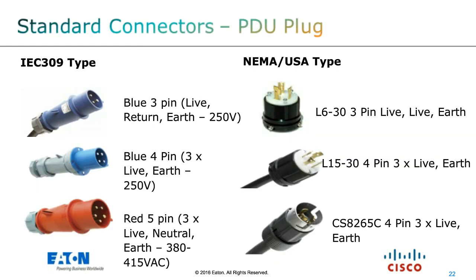All right, now some of the pretty standard connectors that you'll see. We've got a 3-pin, which is going to be a single phase, similar to the NEMA version, which is the L6-30, the 30 amp. L15-30 that we looked at with the 4-pin 3-phase. And then on the bottom, we've got the 5-pin, so you've got 3 phases, neutral and ground, and then the California style plug there on the bottom right.